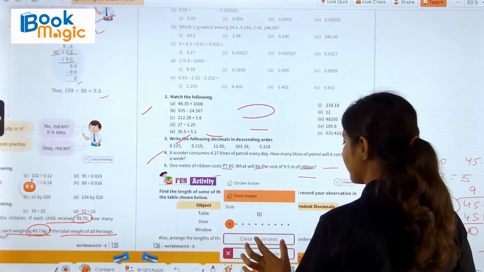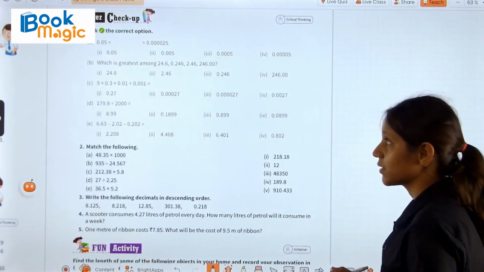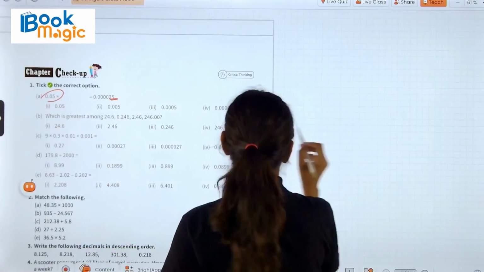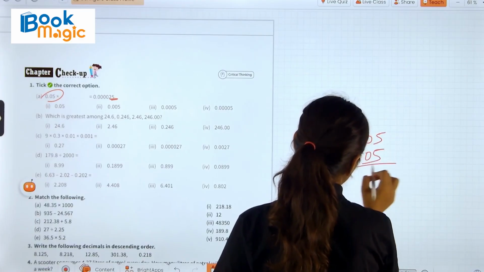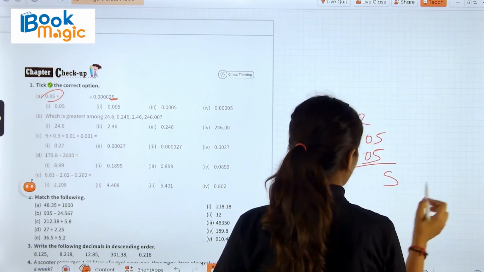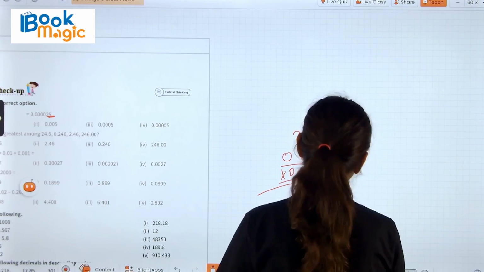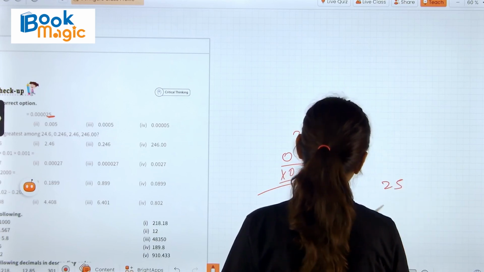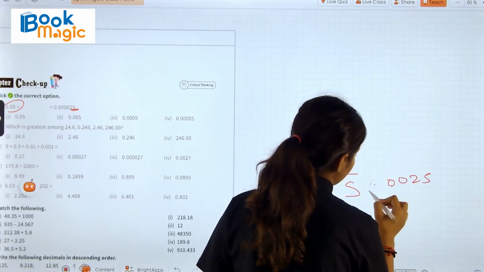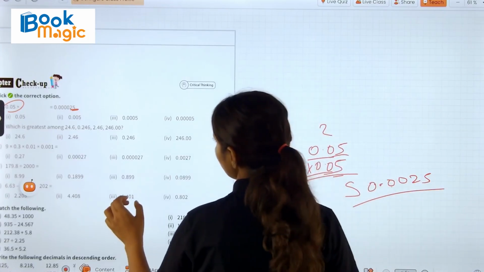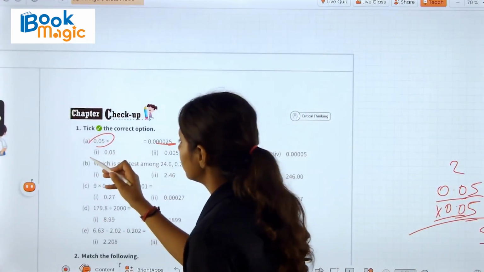Now we have the chapter checkup part of this chapter. The very first question is tick the correct option. When we multiply 0.05 with 0.05, we get 5 5s are 25. Then 0.05 has two decimal places and the other also has two, so put 4 places: 1 2 3 4, so it will be 0.0025.